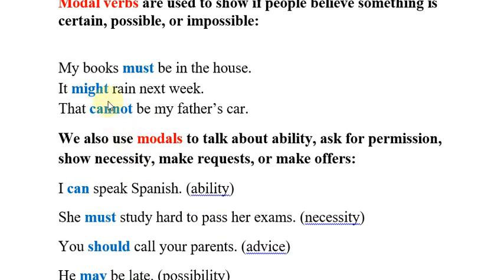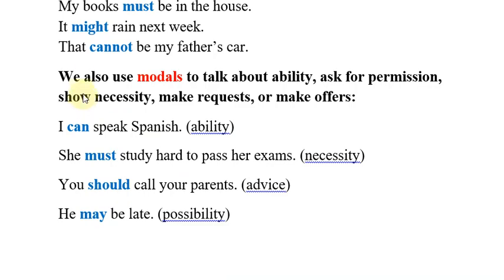We use modals when we want to talk about ability, that is to show the ability. When we ask for permission, to ask for something. When we want to show necessity. When we want to make requests. And even when we want to make offers. Here are some short sentences. I can speak Spanish.